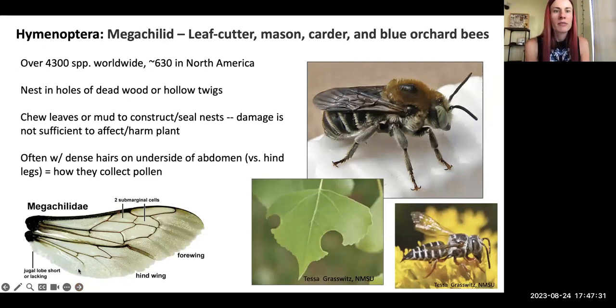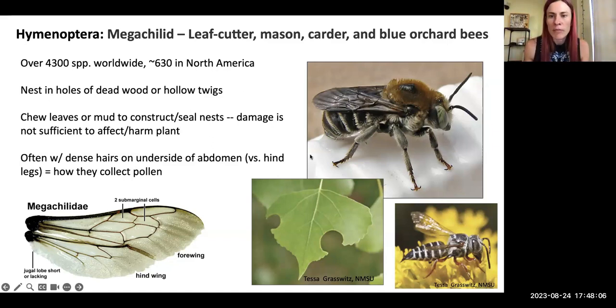Next, the leafcutter bees, megachilids. There are over 4,000 species of these worldwide, a little over 600 species in North America that are described. These gals nest in holes of dead wood or hollow twigs. What they do that's pretty interesting is they collect little bits of leaf matter to help build their nests. And if you ever see something like this, it looks almost like a cartoon, like a little round part taken out of the leaf. It doesn't really harm the plant. Research has shown that it's very minimal damage. So it just helps them build their nests.